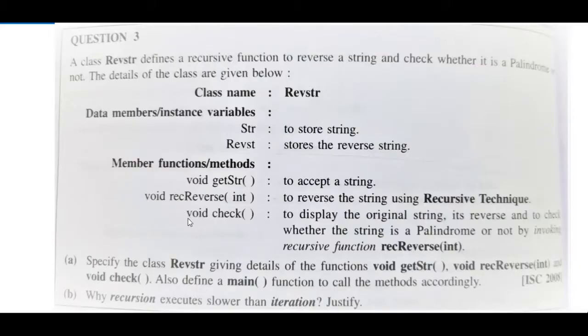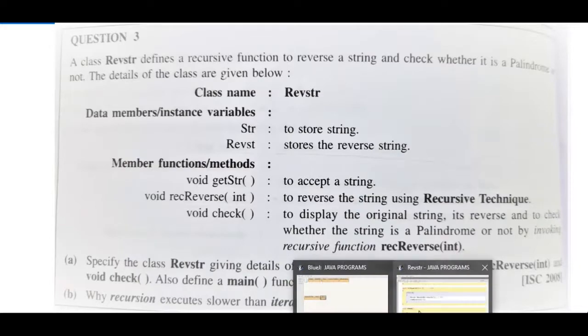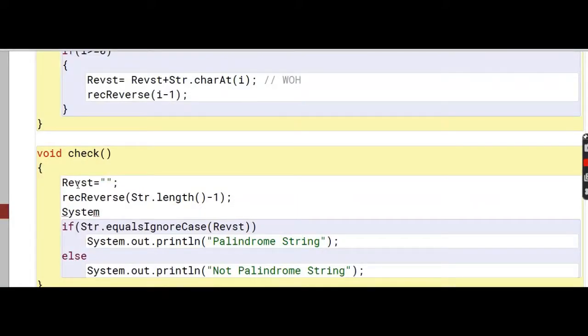So now in the function void check, we will have to display the original string, its reverse, and check whether the string is a palindrome or not by invoking the recursive function rec reverse. In this function void check, I initialized the value of REVST as blank, and then I called the function rec reverse and passed the length of the string str minus 1. So suppose if the length of the string is 5, then 5 minus 1, that is 4, will be passed.